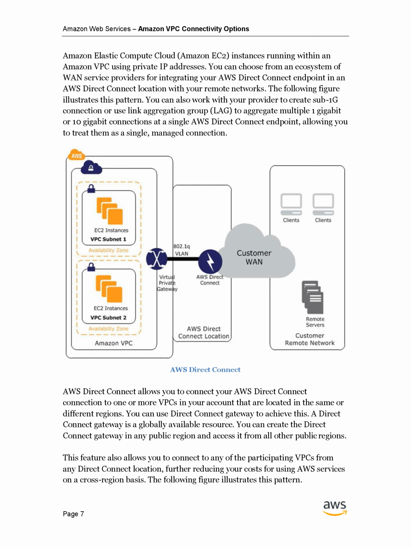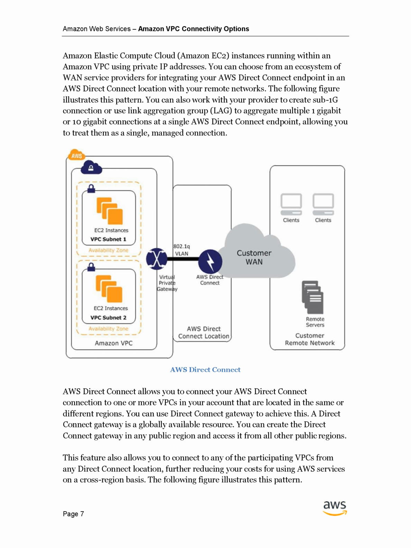You can also work with your provider to create sub-1G connection or use Link Aggregation Group, LAG, to aggregate multiple 1 gigabit or 10 gigabit connections at a single AWS Direct Connect endpoint, allowing you to treat them as a single, managed connection. AWS Direct Connect allows you to connect your AWS Direct Connect connection to one or more VPCs in your account that are located in the same or different regions.